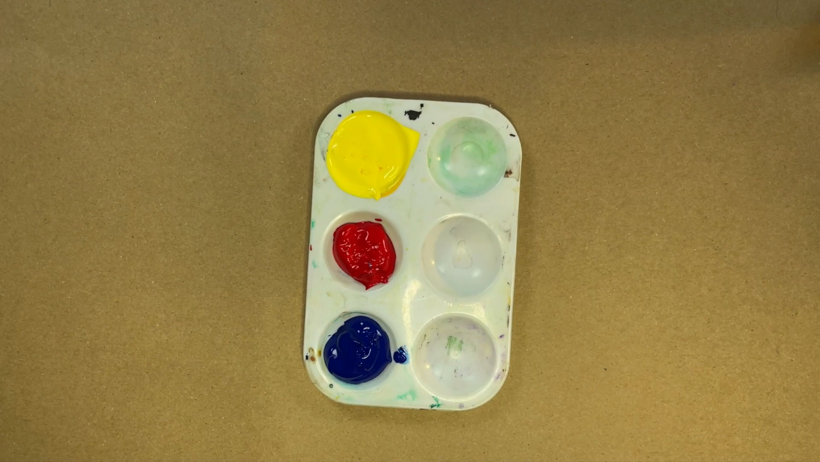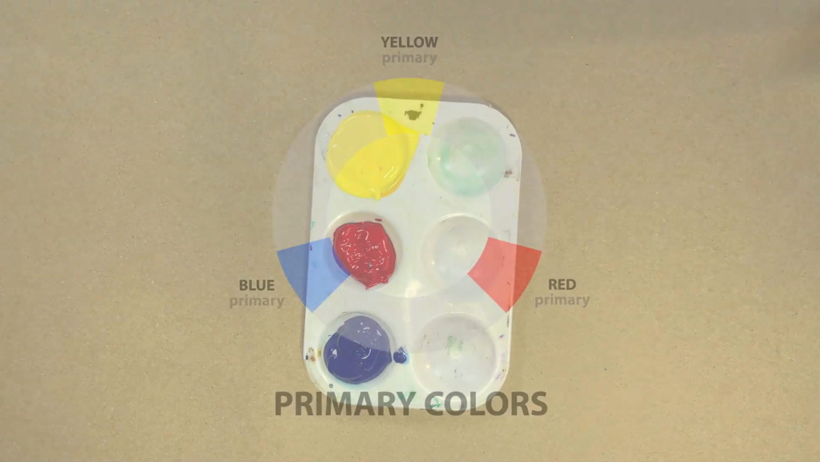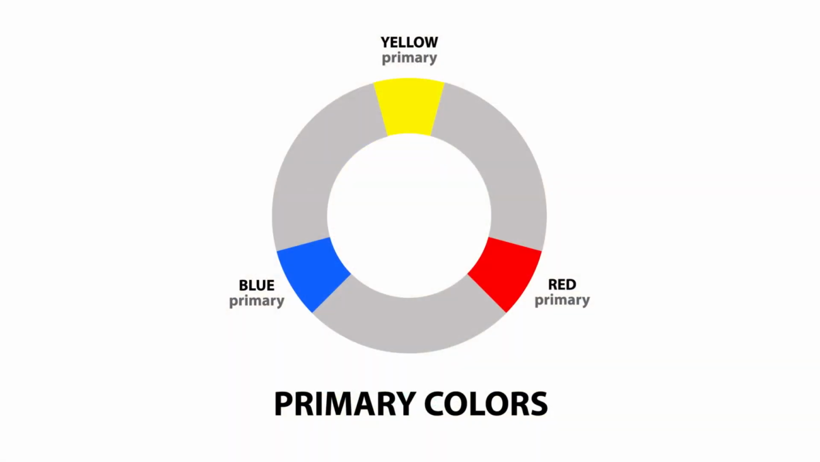So, we are starting here with red, yellow, and blue paints only on our palette. Have you figured out why? The colors red, yellow, and blue are known as primary colors because they form the basis for all other colors in art and color mixing. I don't want you to just take my word for it, though.